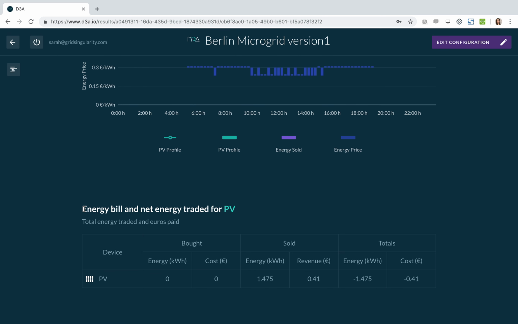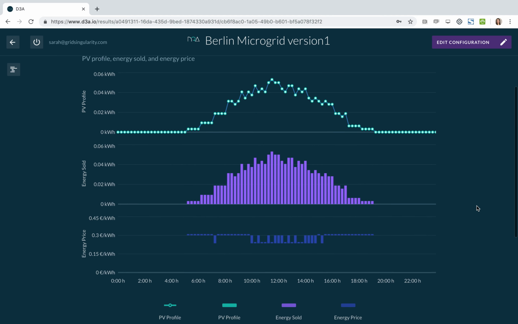And at the bottom, we'll get the total energy bill for the PV. So as a PV, it can't buy energy. However, it produced 1.4 kilowatt hours, and it sold that energy for 41 cents. So we can see this in the sold and the totals.